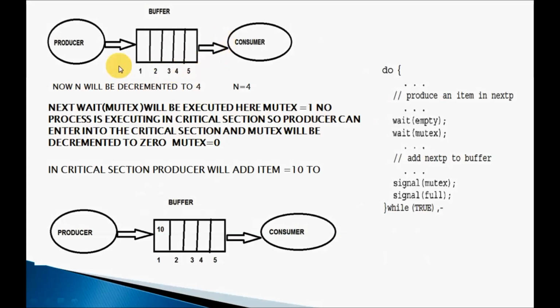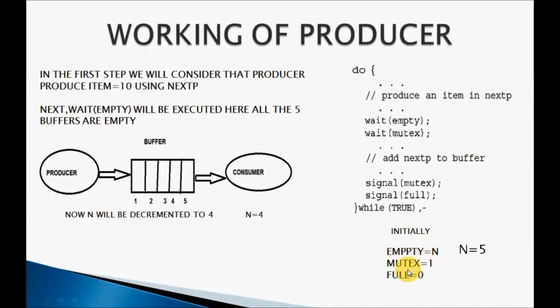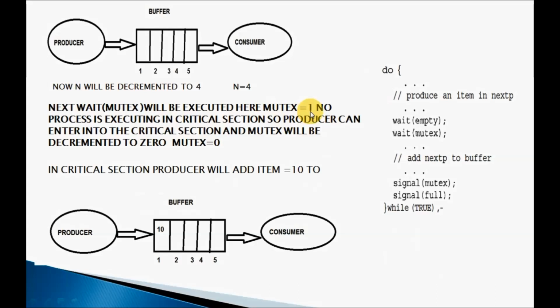You can see here, this is my structure of the buffer. Nothing is there in the buffer, right? So the next statement is wait of mutex, which will be executed. Here, what is the mutex value? Initially the mutex value is 1. Mutex value 1 means no process is executing in its critical section. So the producer can enter into its critical section.